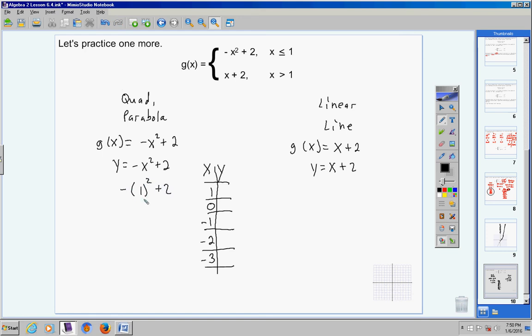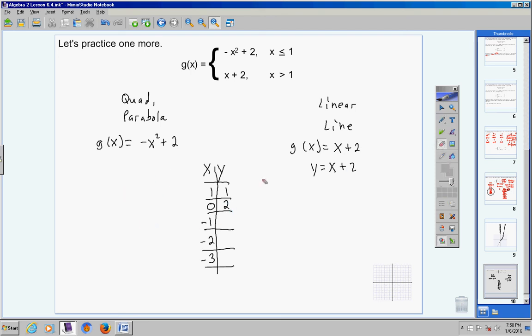Okay? So 1 times 1 is 1, but there's a negative sign there. So negative 1, positive 2 is 1. Alright? Now let's substitute 0 in for x. So negative sign first, then parentheses. 0 squared is 0. Negative 0 plus 2 is 2. So now I'm going to put a 2 in for my y.